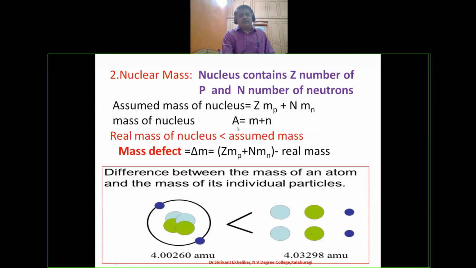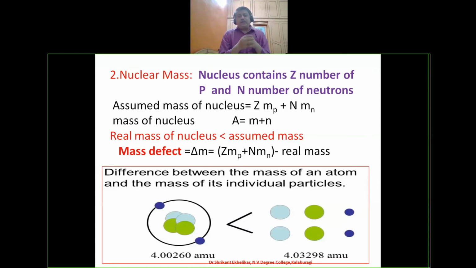Their mass, if you go on adding each particle by particle, that is the assumed mass. Whereas the mass of the nucleus is A, equal to Z plus N. There is one very important equation you should remember: the real mass of the nucleus is less than the assumed mass. This is the actual mass of the nucleus, less than the assumed mass.